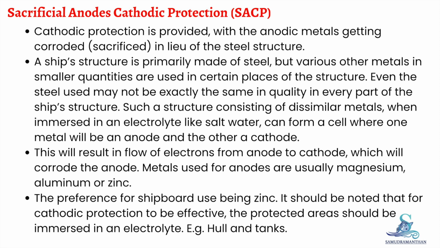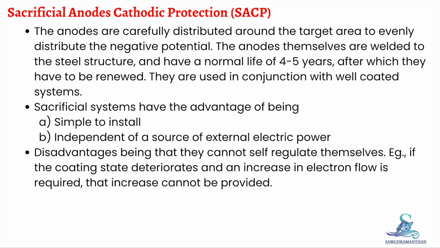To control this corrosion, metals such as magnesium, aluminium, or zinc are intentionally used as anodes. For shipboard applications, zinc is preferred. These anodes are welded to the steel structure and are carefully distributed around the target area so that the negative potential is evenly spread. Cathodic protection is effective only when the metallic surface is immersed in an electrolyte, such as the ship's hull or tanks. The sacrificial anodes have a normal service life of about 4 to 5 years, after which they must be renewed. They are always used together with good coating systems.